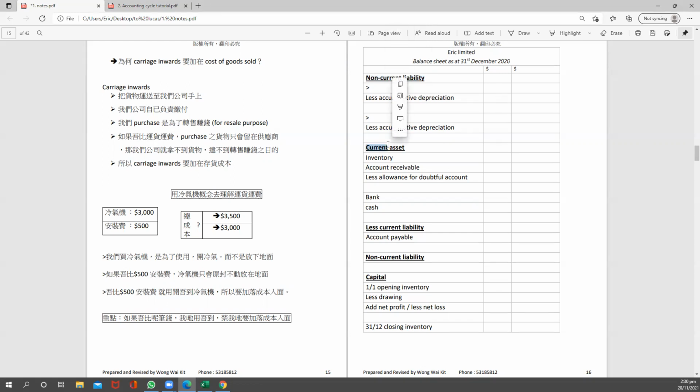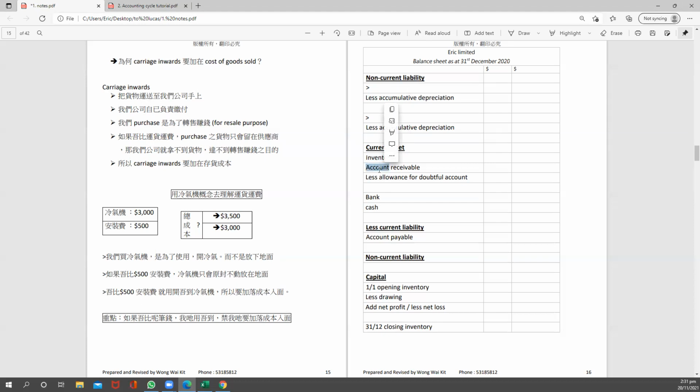But how about the current asset? If an asset is regarded as a current asset, it means that asset can be converted into cash within 1 year very easily. Just like inventory. Inventory means stock. If we sell toys, then toys are our inventory. Usually we can sell toys very fast, and when we sell the toys, we get money back.